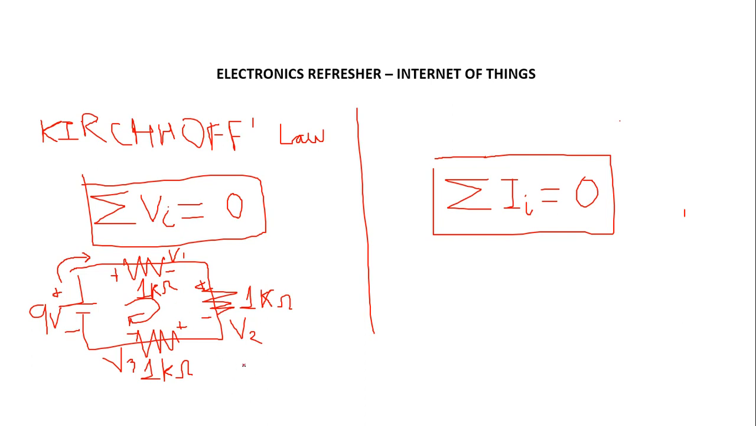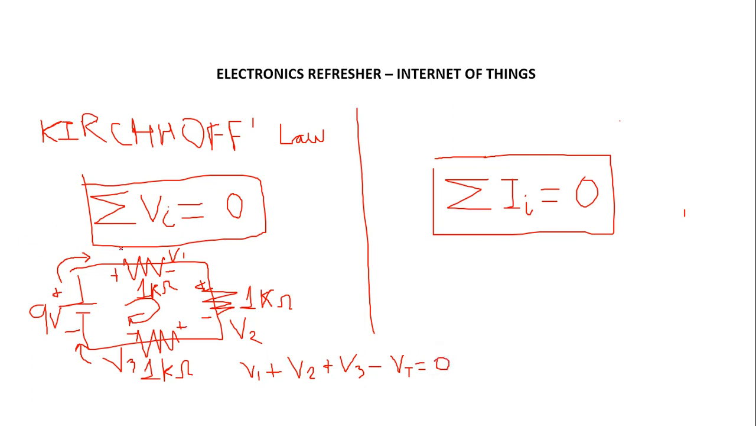the voltage 1 plus the voltage 2 plus the voltage 3, and in this case, because the current is going to find the minus sign, it's going to be minus the total voltage, and it's going to be equal to 0.